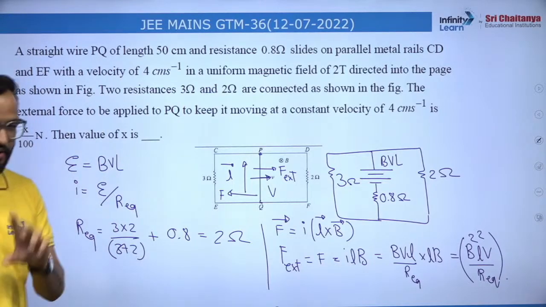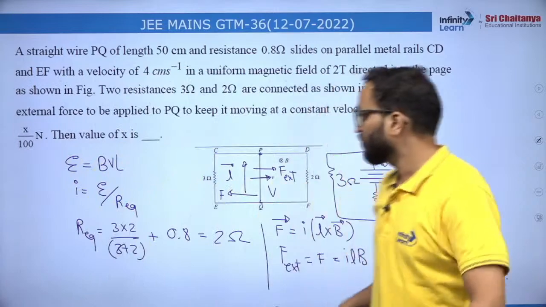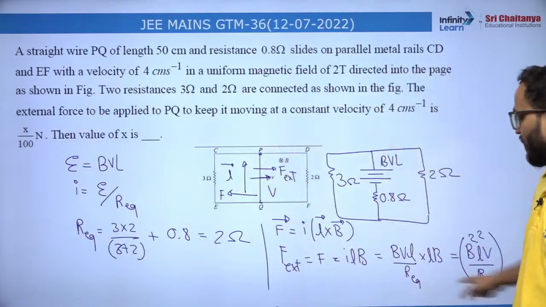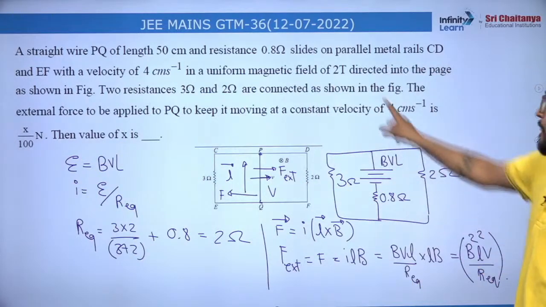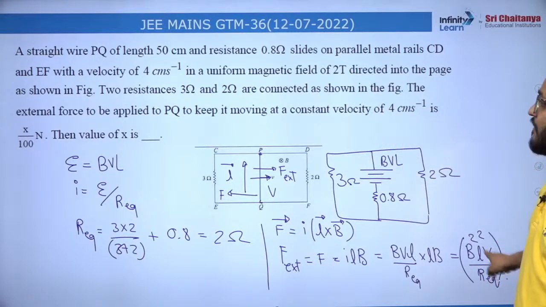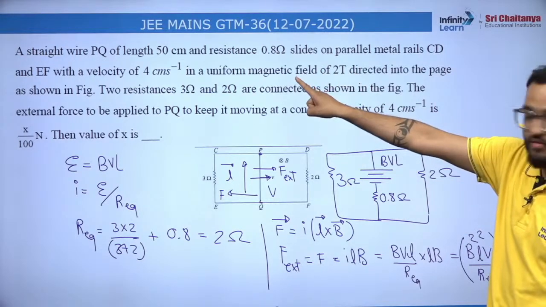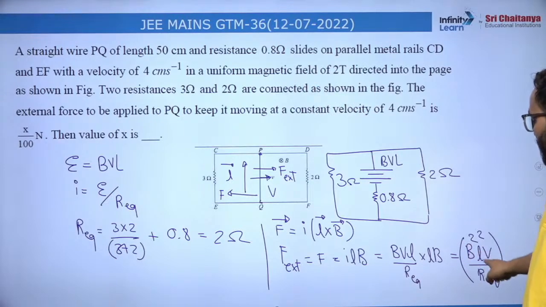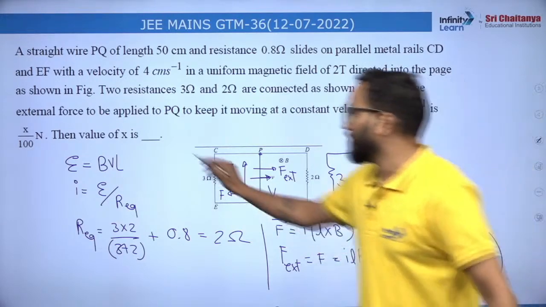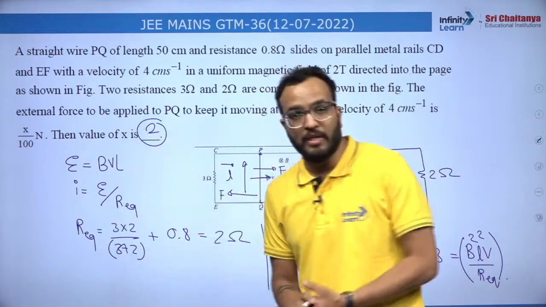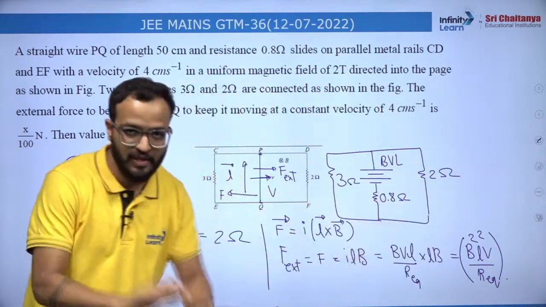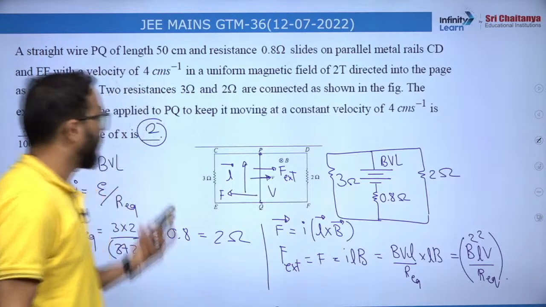Probably X comes out to be 3 as far as I remember, okay? Otherwise you can solve it. Magnetic field is given 2 Tesla, length is given 50 centimeter, that is 1 by 2, okay? So 2 to the 4, 1 by 4, gone. V is given 4 by 100, R equivalent is 2 by 100, the answer will be 2. Okay, you can solve it on your own, you will get the answer, okay? Answer is coming out to be 2.